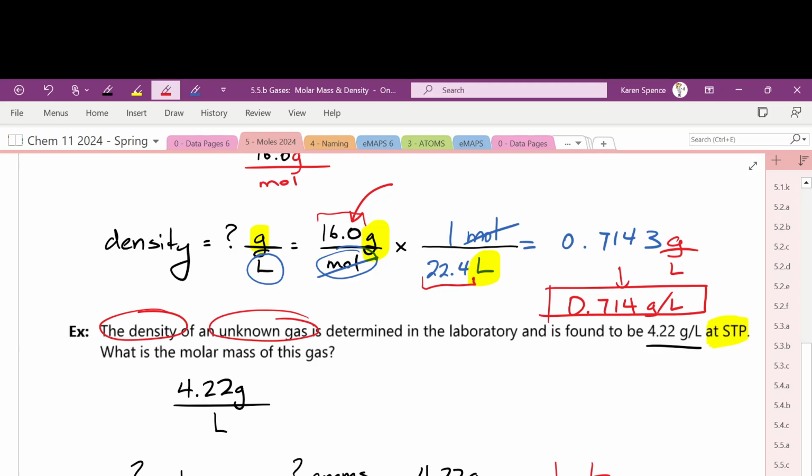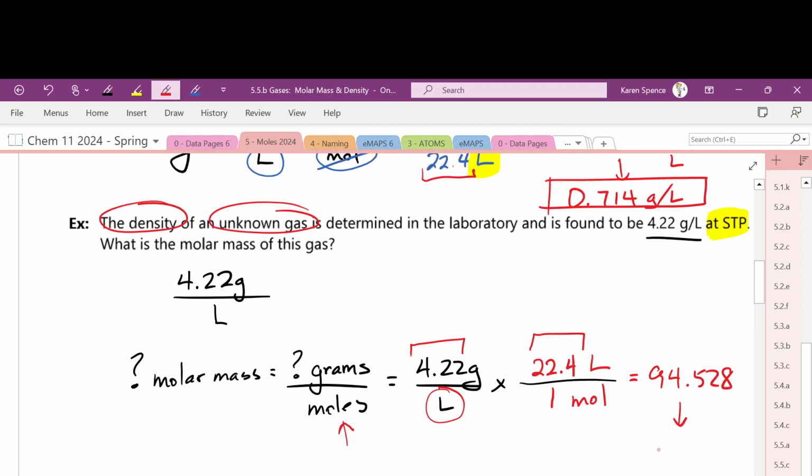I've got to flip the number. I don't know what that other thing he said was, but that's all we have to do. We have to flip the number: 22.4 liters per 1 mole. Okay, and we get 4.22 times 22.4 equals 94.528, which should round to, since we have 3 sig figs, 94.5. And the units, always check your units at the end and see if they worked out.